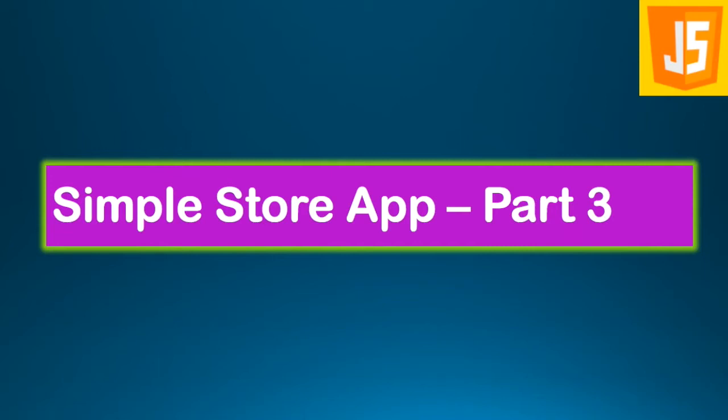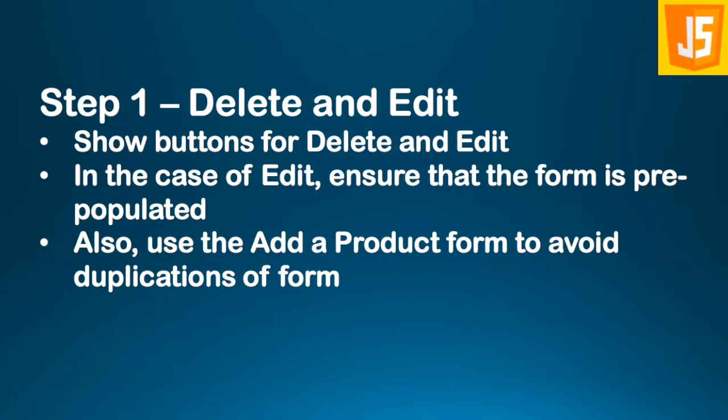This is the third part of our simple store app. We have already done the first and the second part, and let us see what we intend to do in the third part. So this first step in the third part is edit and delete. So where we were showing the products, we want to show buttons for delete and edit.